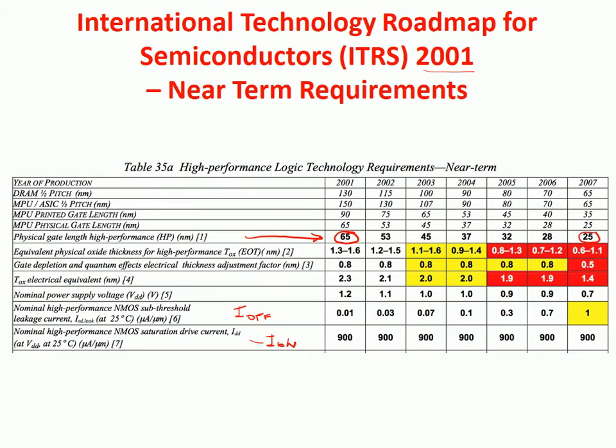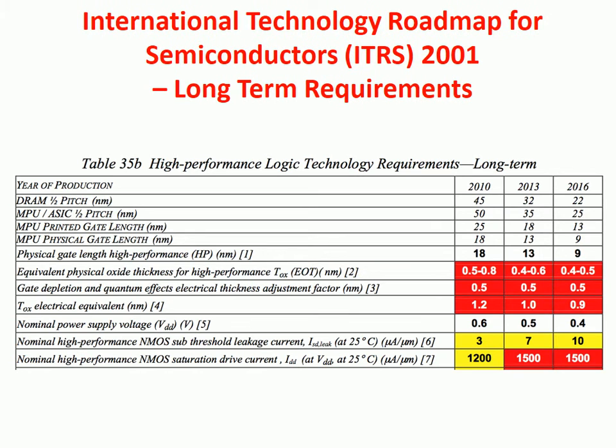And also, in 2001 the roadmap goes down to 2016, so to today, and of course this is a long-term projection, so it's even less clear. The physical gate length was supposed to go down to 9 nanometers, and again the equivalent physical oxide thickness had to go to a half nanometer. So a half nanometer means 2 single atoms, a layer of 2 atoms basically.